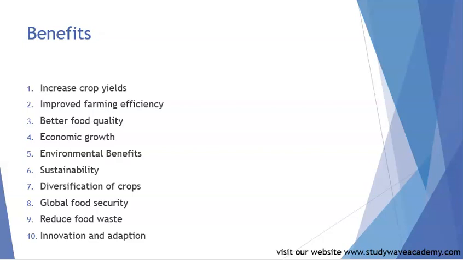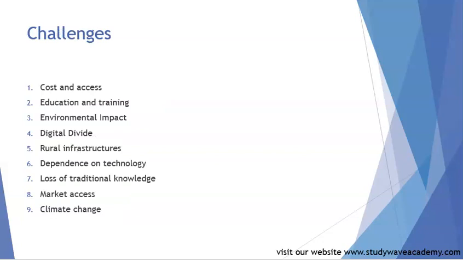So these are the benefits of agricultural technologies. These benefits show how agricultural technologies not only help us produce more food, but also do so more efficiently and with improved quality, which is crucial for our well-being and the health of our planet. Now we are going to be looking at the challenges of agricultural technology.